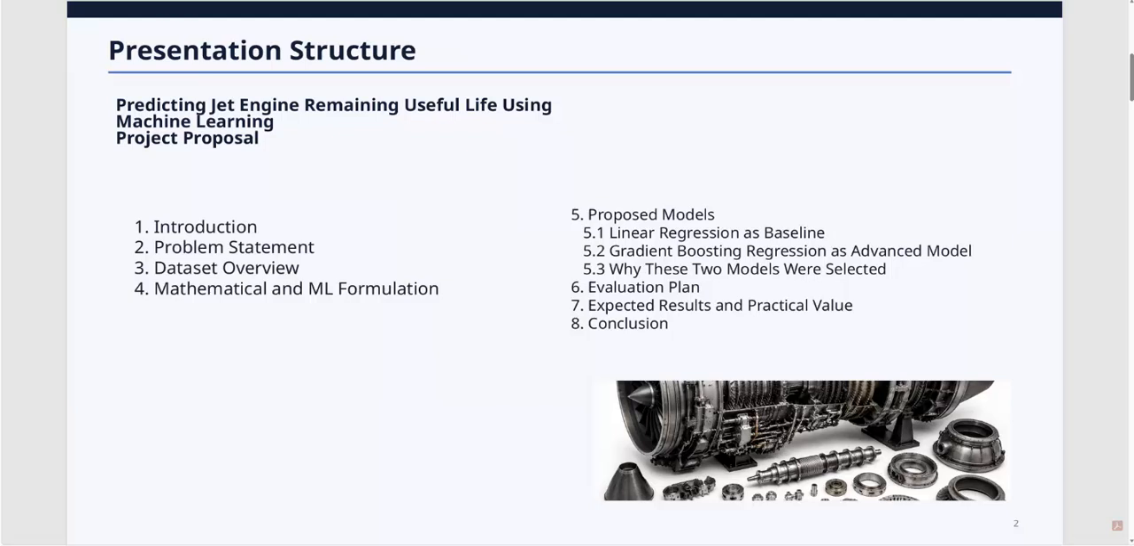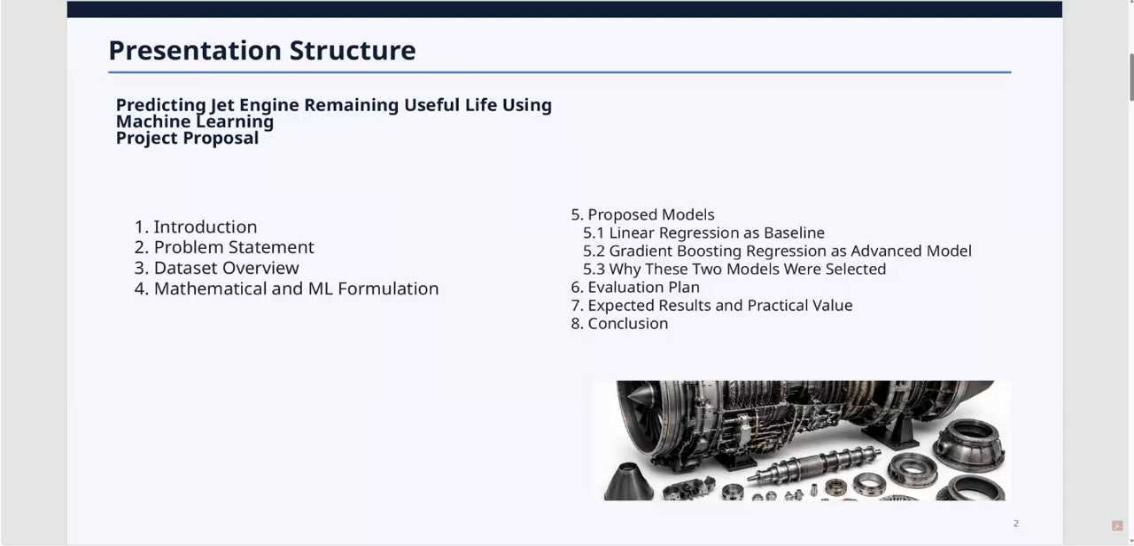Then I will briefly discuss the mathematical and machine learning formulation of the task, including the concept of remaining useful life, or RUL. Next, I will present two proposed machine learning models, such as linear regression as a simple baseline model and gradient boosting regression as a more advanced model. I will also explain why these two models were selected. And finally, I will discuss the evaluation plan, the expected practical value of the project, and the conclusion.